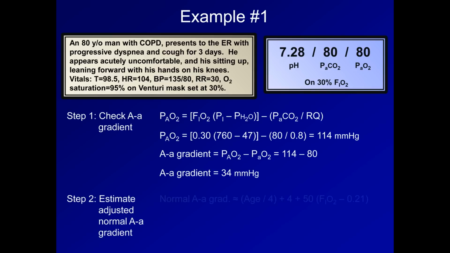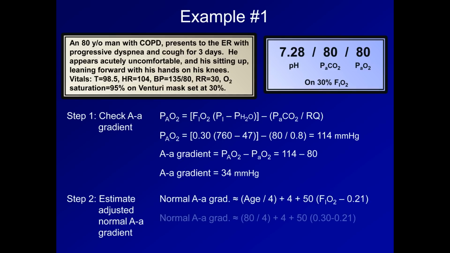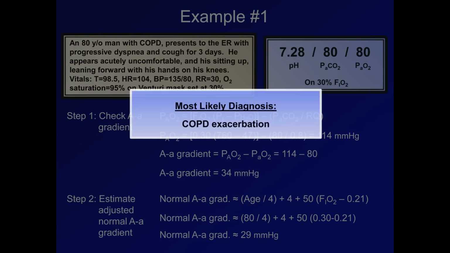Here's our equation for estimating the normal AA gradient of a patient on supplemental oxygen. Plug in our numbers and we get 29. 29 and 34 are close enough to say that this patient has a normal AA gradient. Therefore, the etiology of his hypoxemia must be solely his hypoventilation. With that additional information, combined with a very brief clinical vignette, the most likely diagnosis is probably a COPD exacerbation.